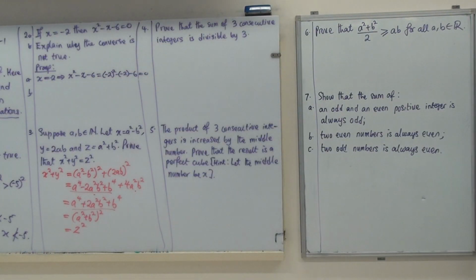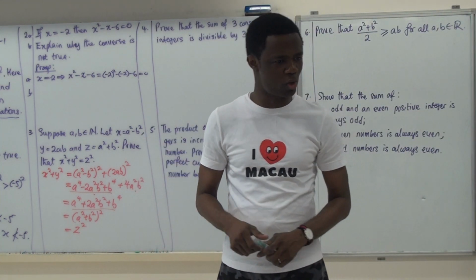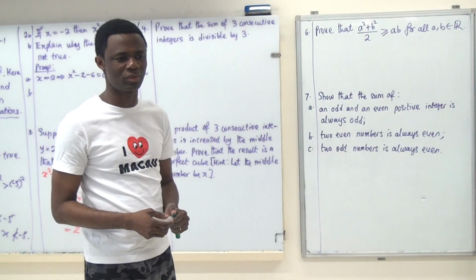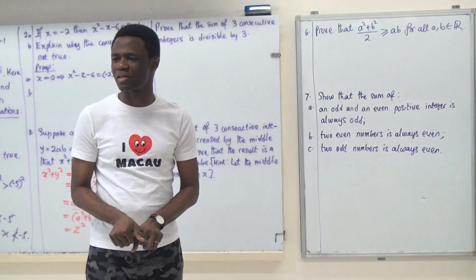Question 6. I like that. Someone is attempting 6. No equality should be in the question. You should work on your inequality from A to Z. I know it to be a bit challenging, but it's quite simple. Anyone attempted 6?